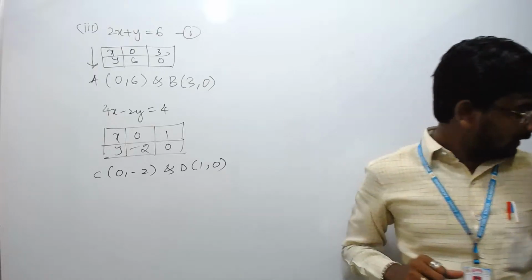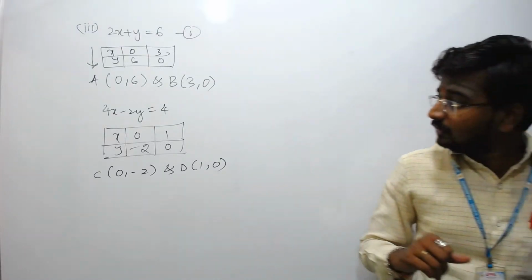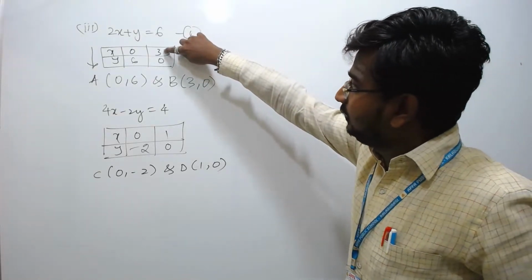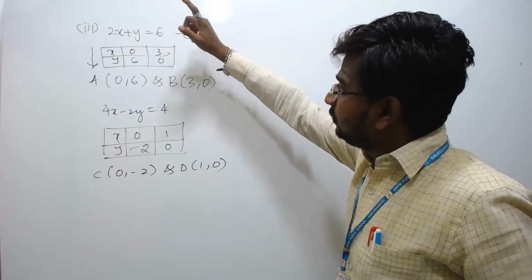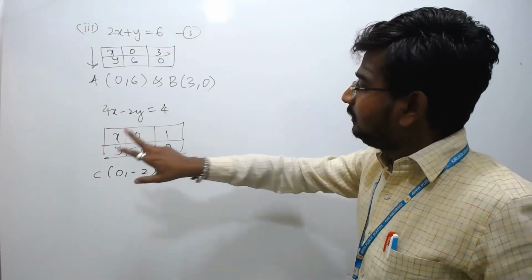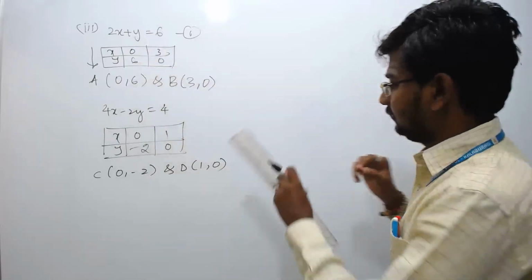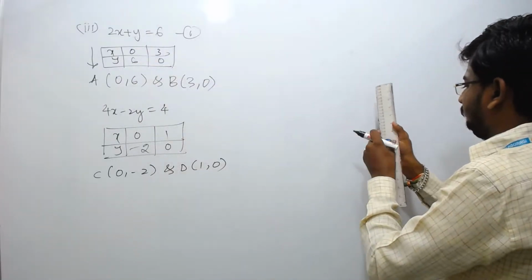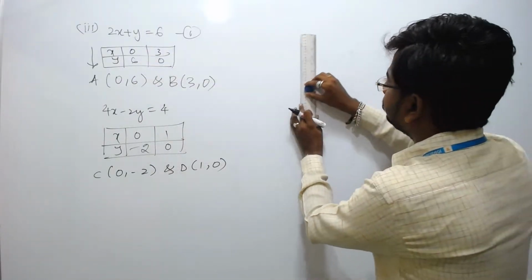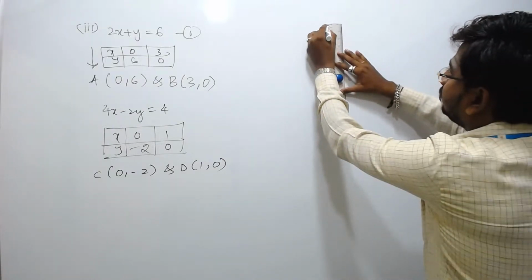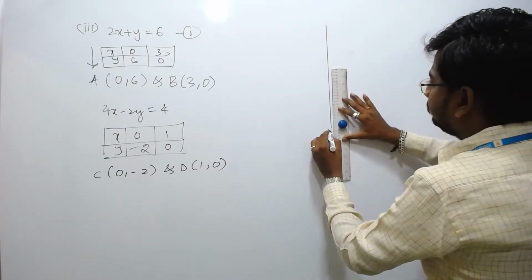So complete this, then I will. Maximum x value is 3, no negative. Y value we have negative, that is minus 2, and maximum is 6. Let me draw the graph. Meanwhile, even you can solve.